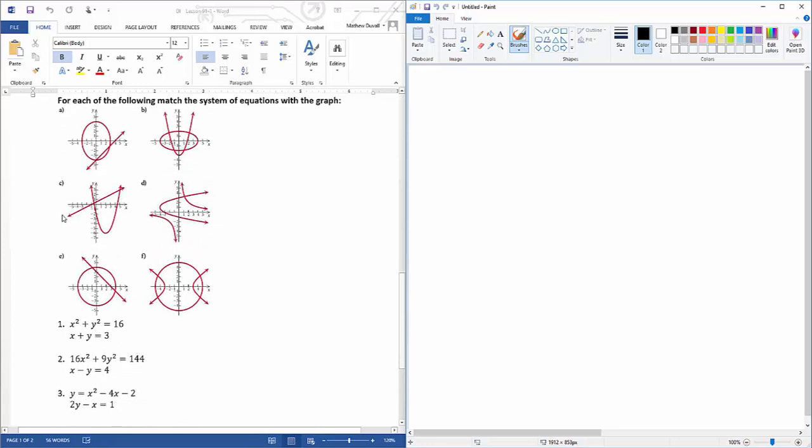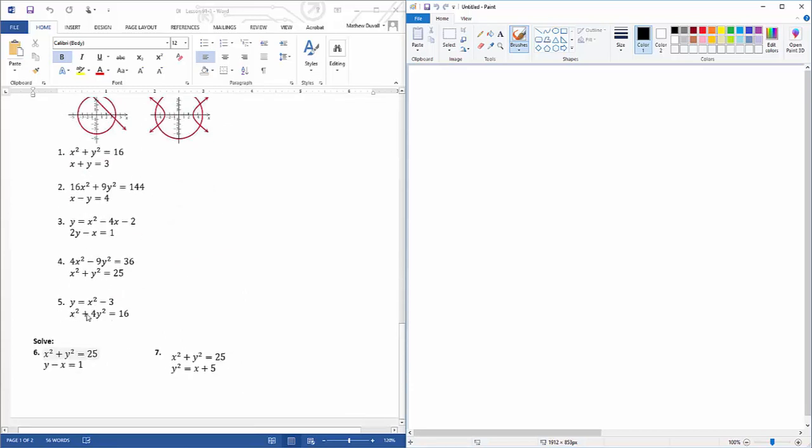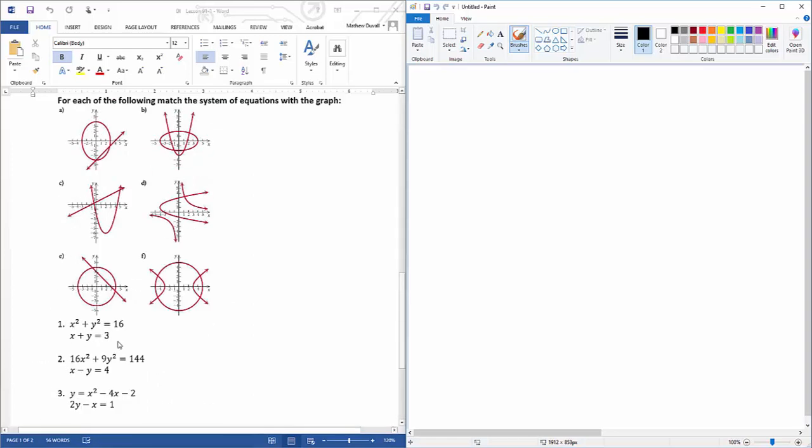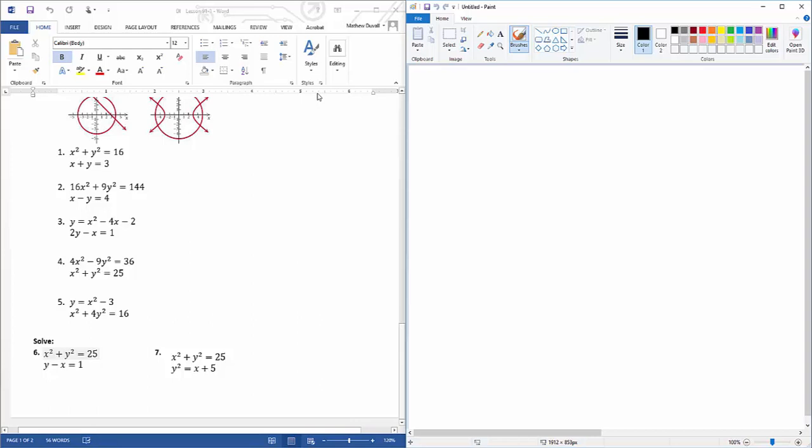Well, this one looks like a parabola and then a line. That is definitely not a line, right? That's like a circle or an ellipse. In this case, it is an ellipse, and so that's why that's going to be B. And then when you go through and you find the values, you're going to find 2 point something, 1 point something, negative 2, and so on. So you're going to be able to go through and do that.